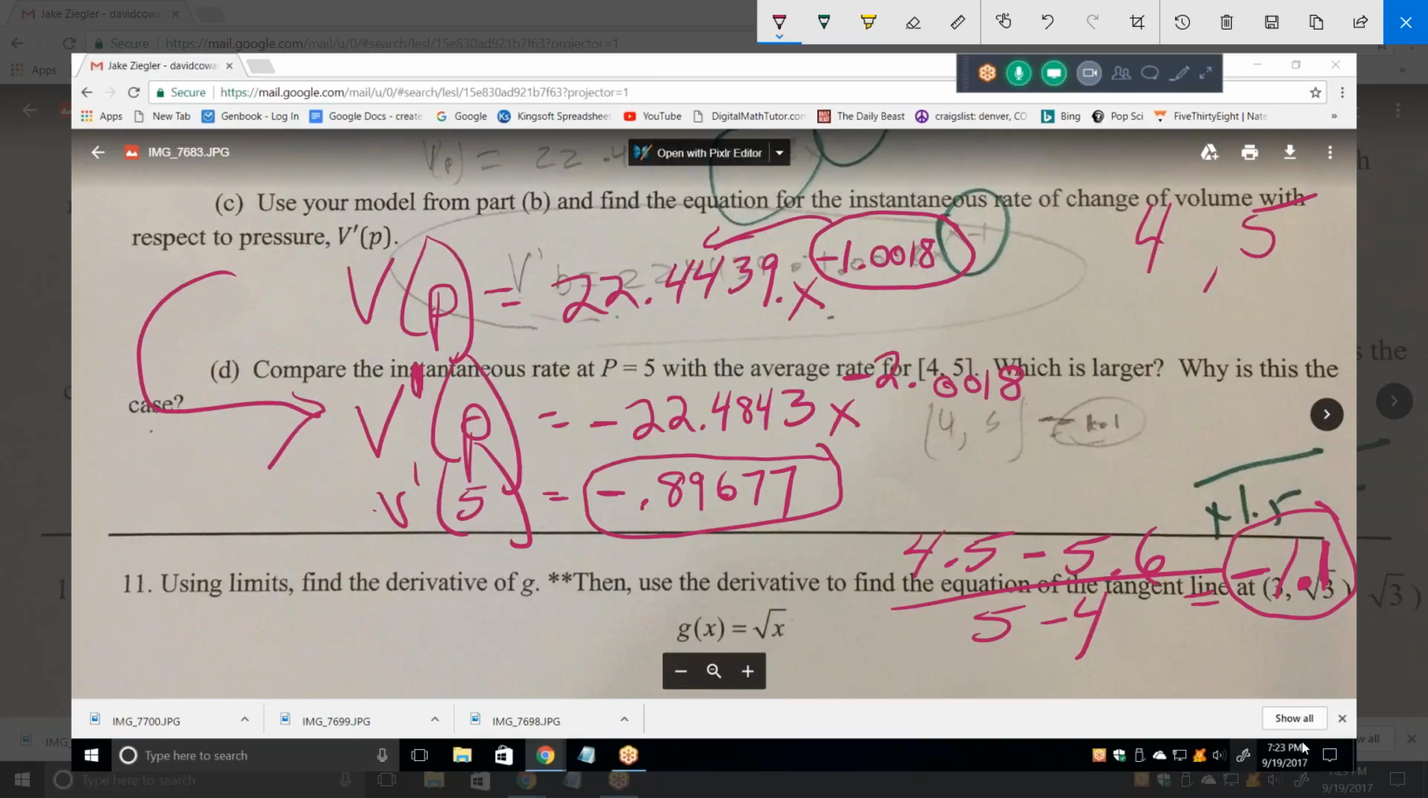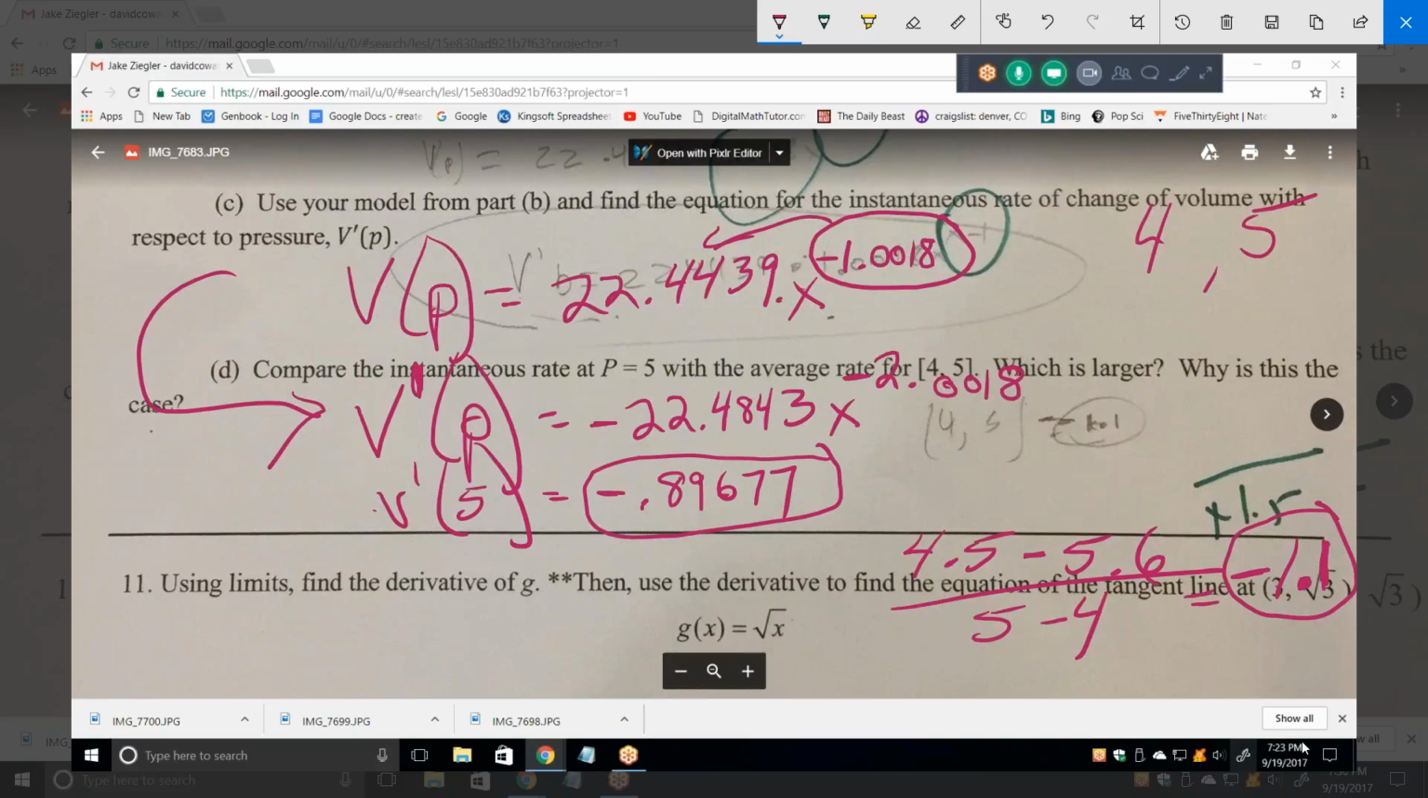Which number is larger? The average. Wait, not on a number line. On a number line, that's why I say which is larger is a bit of a loaded question. Sorry, it's the instantaneous. Right. That's a larger number than minus 1.1. Okay. Which one has a steeper slope? The 1.1. Yeah, and it's negative regardless.